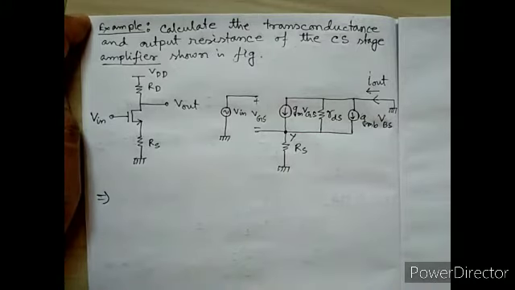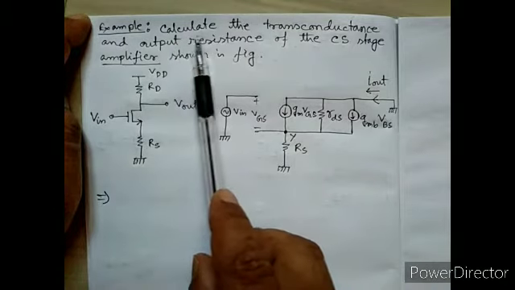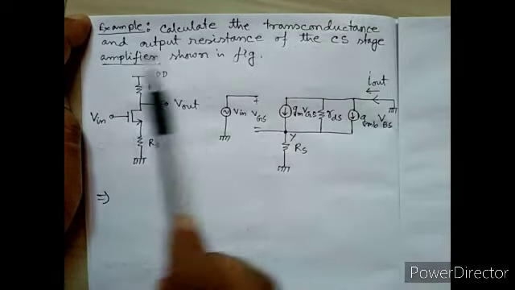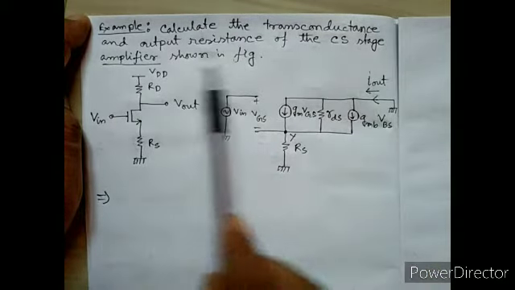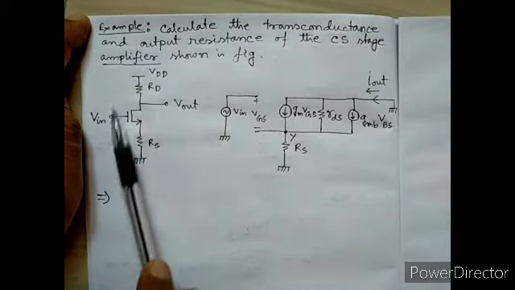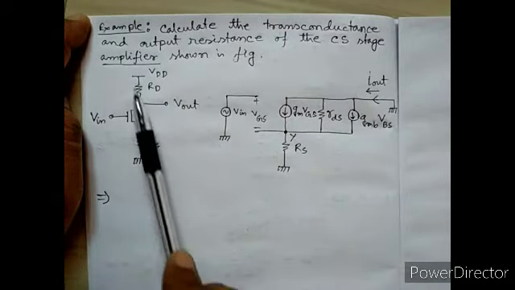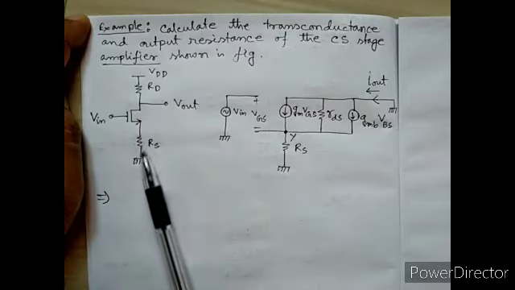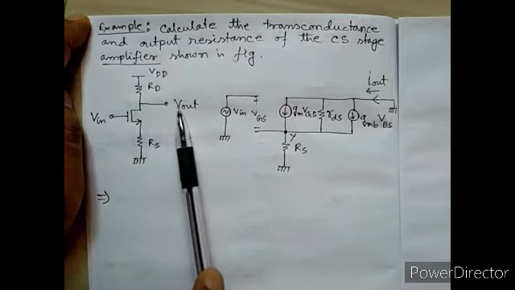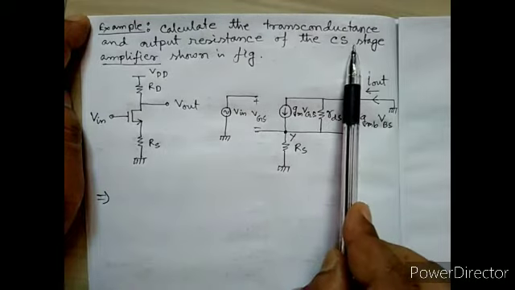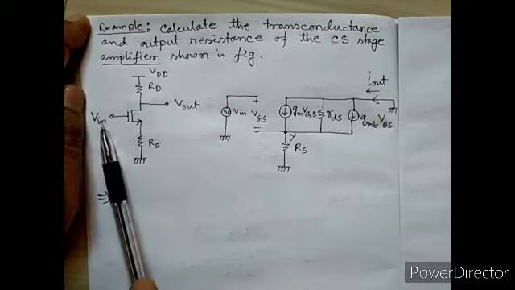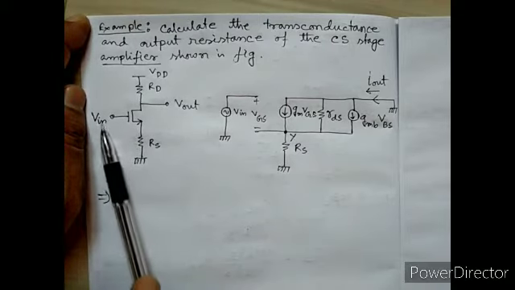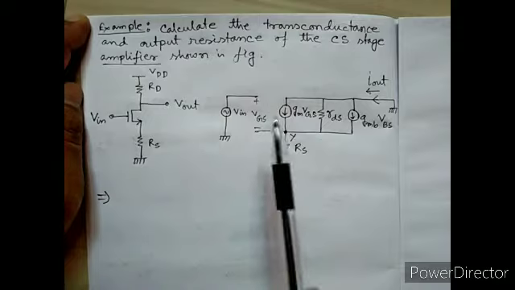Okay, let's do another numerical. The example says: calculate the transconductance and output resistance of a common source stage amplifier. This is the figure, where the source is common to the input terminal and the output terminal. So this is a common source stage amplifier, and this is the input terminal where Vin, the input signal, is given.